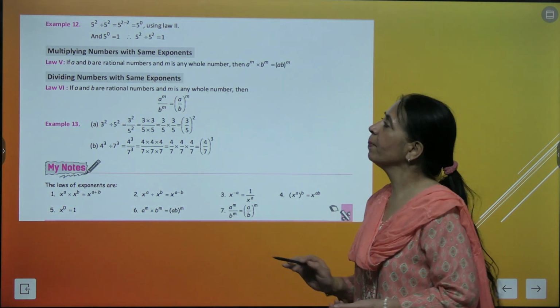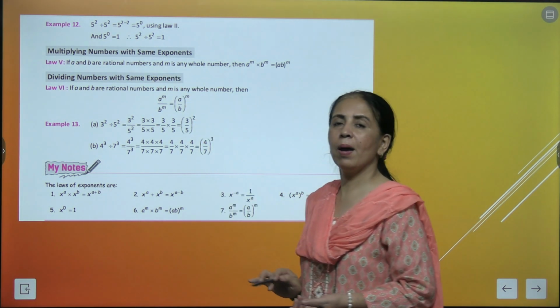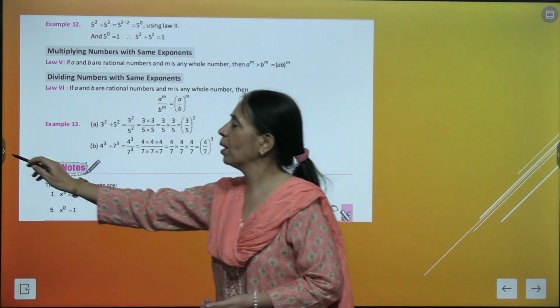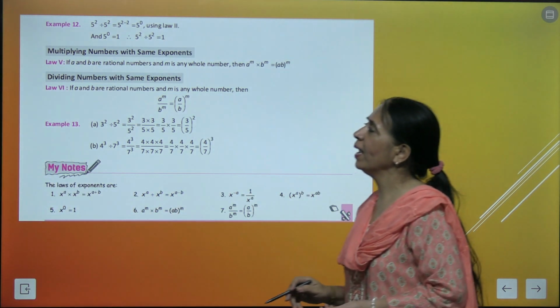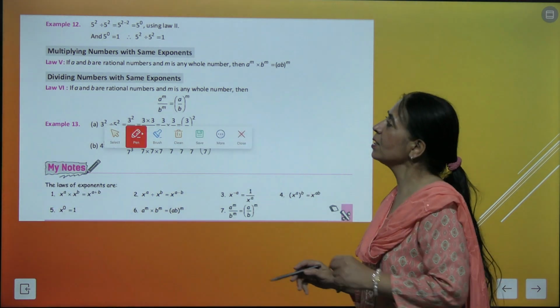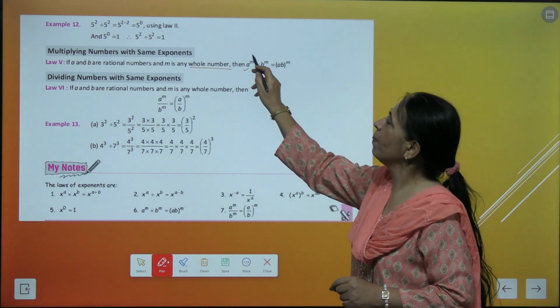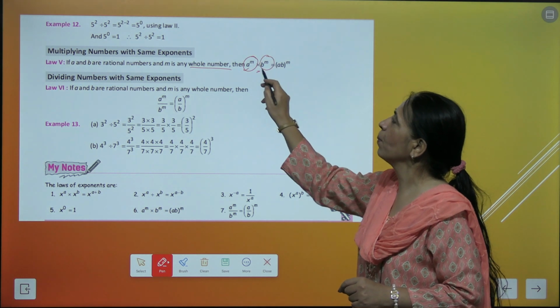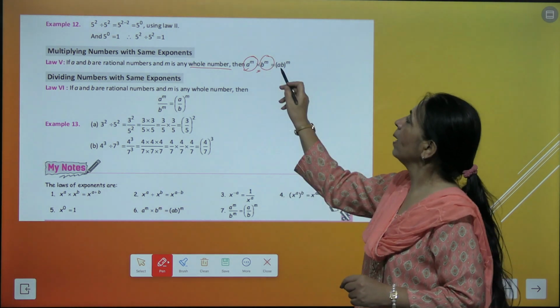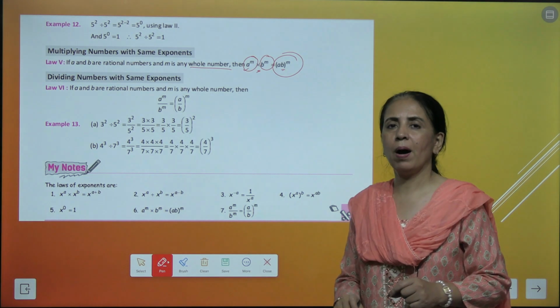Now we come at multiplying numbers with same exponent. So this is law number 5. Here if a and b are rational numbers और m कोई भी whole number है, that means a की पावर m और b की पावर m को multiply किया तो हमें मिला ab raised to the power m.